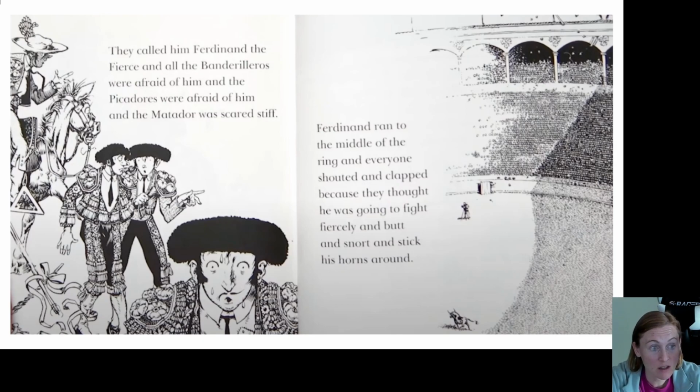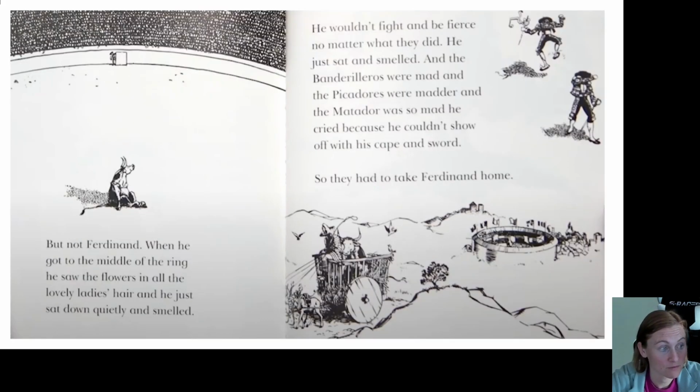Ferdinand ran to the middle of the ring, and everyone shouted and clapped because they thought he was going to fight fiercely and butt and snort and stick his horns around. But not Ferdinand. When he got to the middle of the ring, he saw the flowers in all the lovely ladies' hair, and he just sat down quietly and smelled. He wouldn't fight and be fierce no matter what they did. He just sat and smelled.